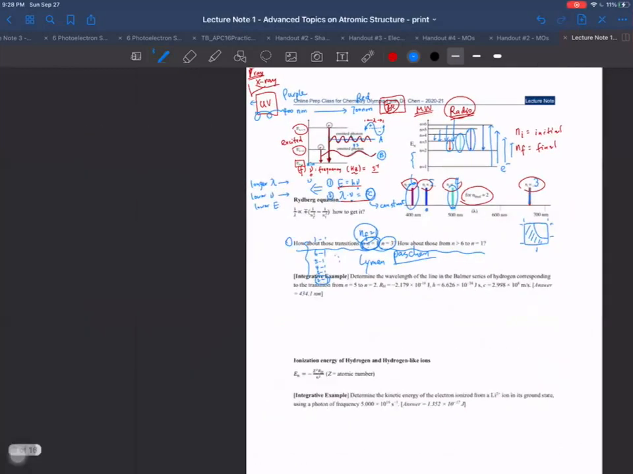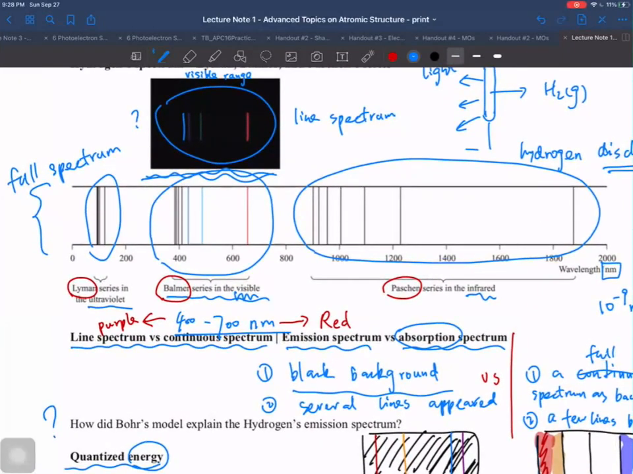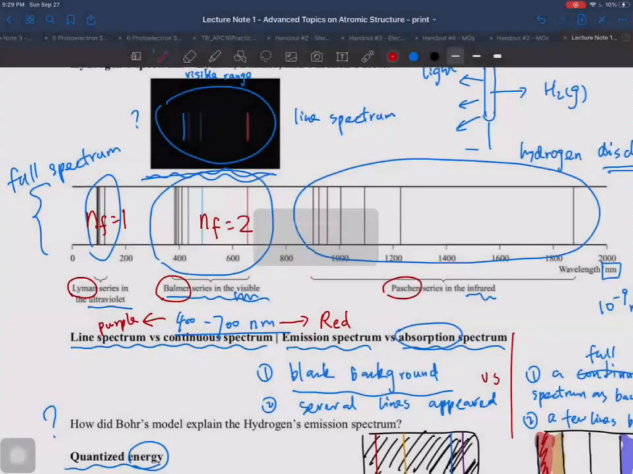So if we go back a little bit, obviously the full spectrum should include many more lines. We just show part of them. But now I think we can explain: Balmer is basically n final equals 2, and Lyman is n final equals 1. And Paschen is n final equals 3, right?